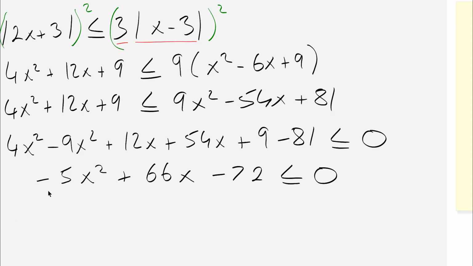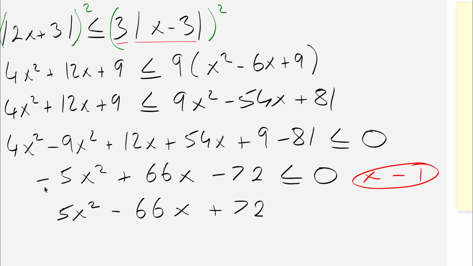Now, you see here we have this negative x squared, so we don't like to start with a negative x squared when we're talking about quadratic inequalities or factorizing. So we're going to multiply the whole line by minus 1 in order to get a positive x squared. So that will leave us with 5x squared minus 66x plus 72 is greater than or equal to 0. Remember, when you multiply by a negative, you change the direction of the inequality sign. So it went from less than or equal to, to greater than or equal to. Don't forget that. You change the direction of the inequality sign when you multiply or divide by a negative.